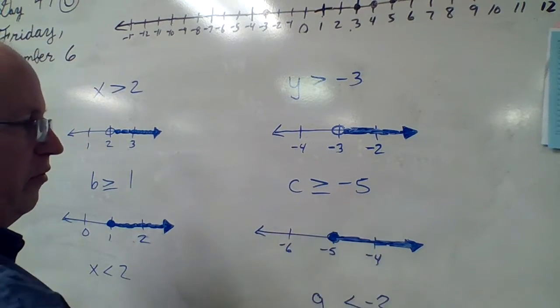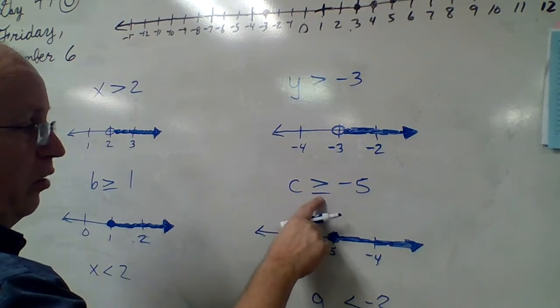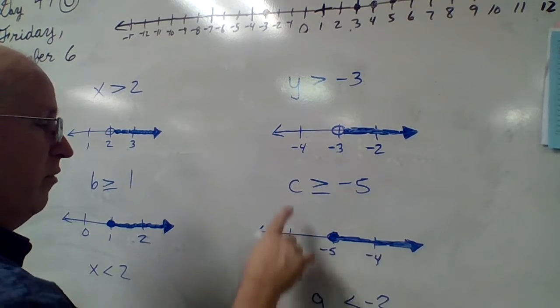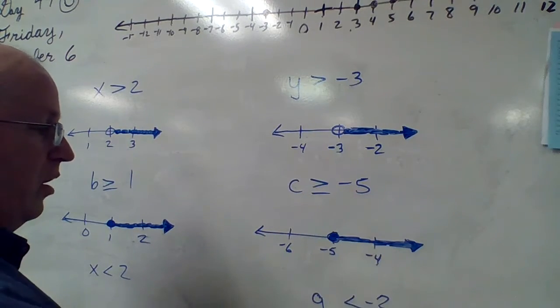-5 is greater than or equals to -5. -4 is greater than or equals to -5. -3 is greater than or equals to -5, and so on.